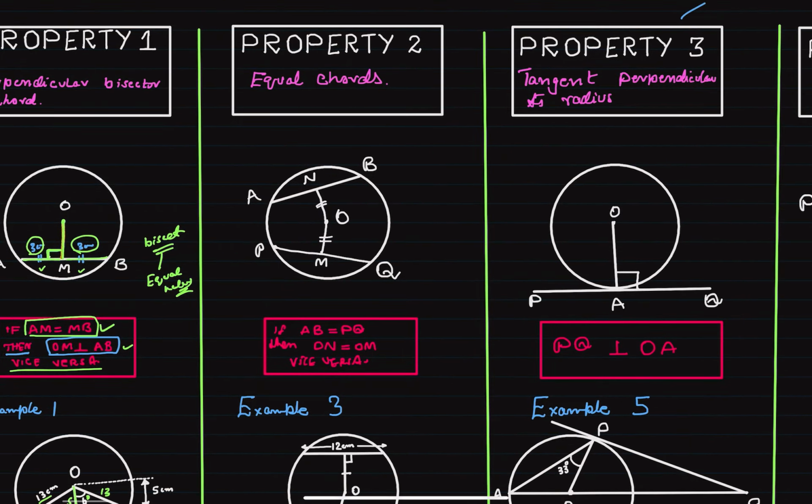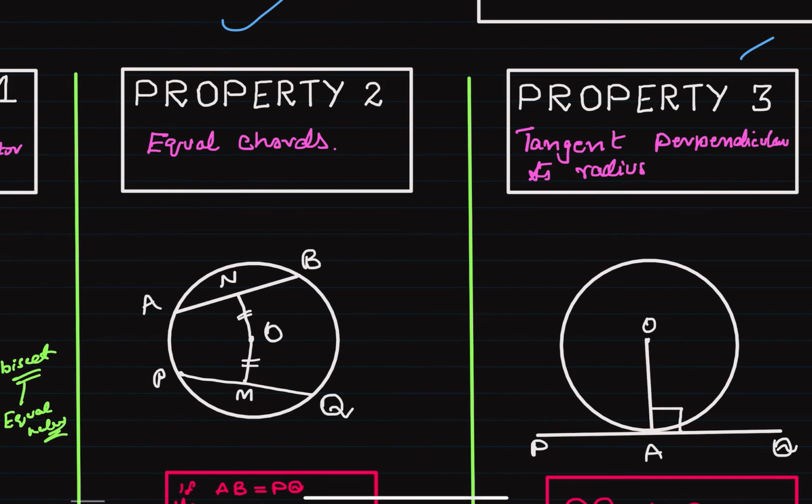Now look at property number 2. This is about equal chords.